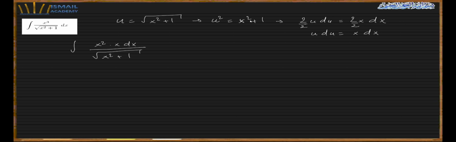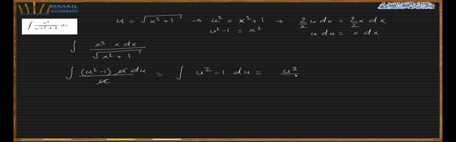So what I do, I solve for x squared here, so I got u squared minus 1 will be my x squared. So now I can substitute x squared by u squared minus 1, so this will be u squared minus 1. X dx is u du, so it's going to be u du, and this is my u, so it's going to be u. So now I cancel the u here, so it's going to be the integral of u squared minus 1 du, and this is easy to integrate, so it's going to be u cubed over 3 minus u plus c.